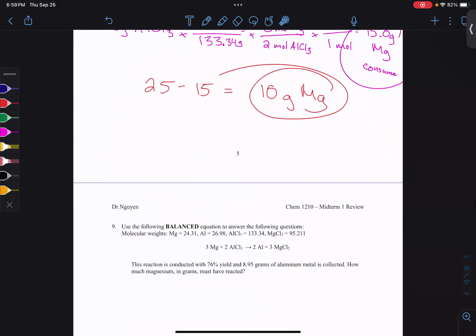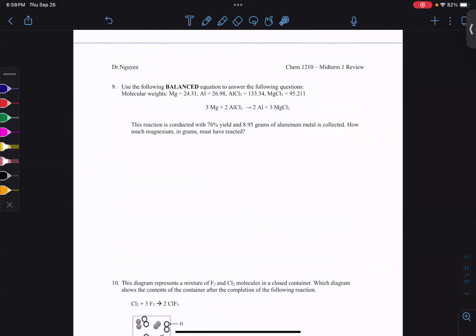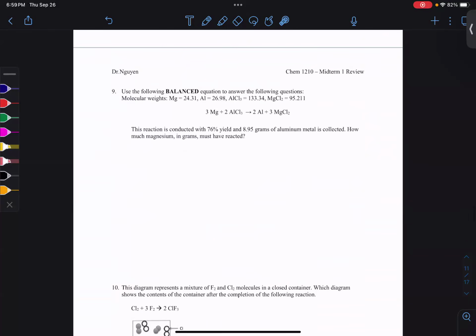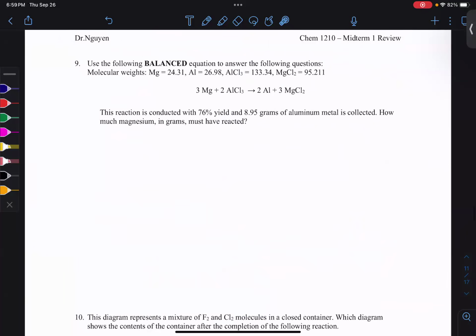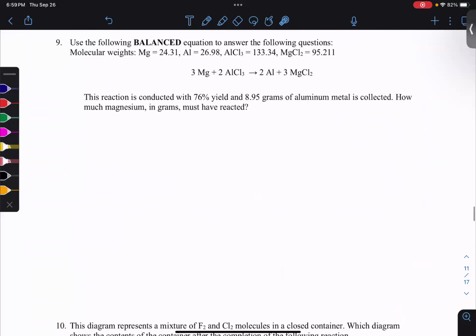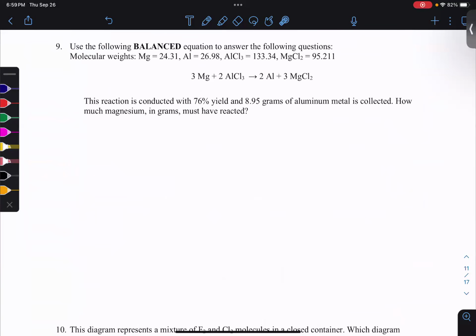Okay, let's do one more with percent yield, and then we'll do a BCA table. Okay, so here's a reaction, it's the same one. This reaction is conducted with 76% yield, and about 9 grams of aluminum is collected.